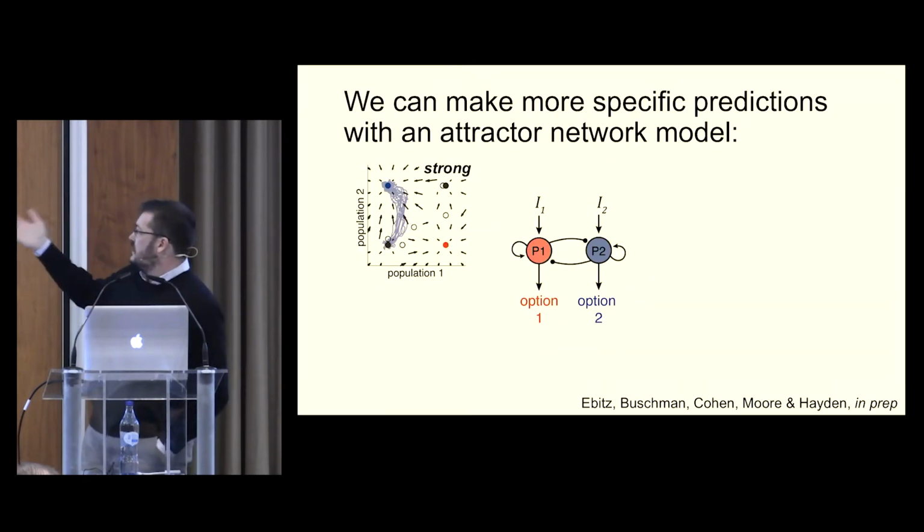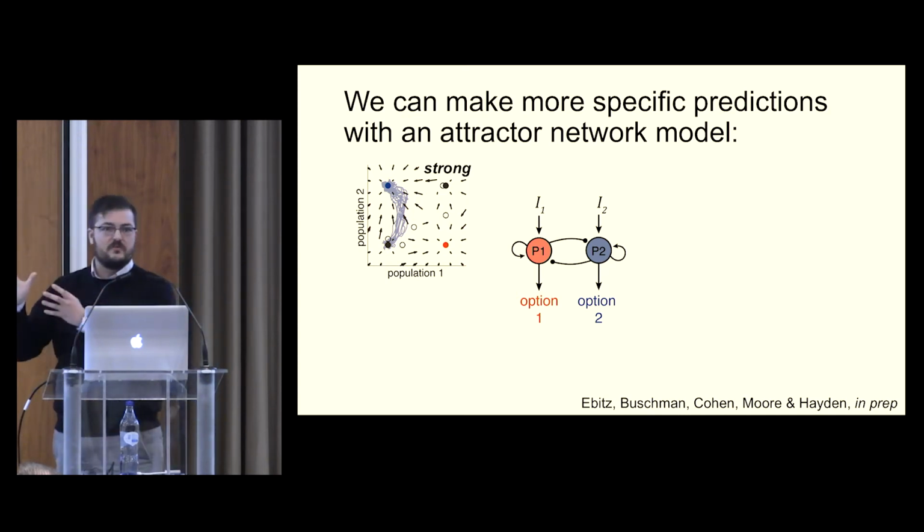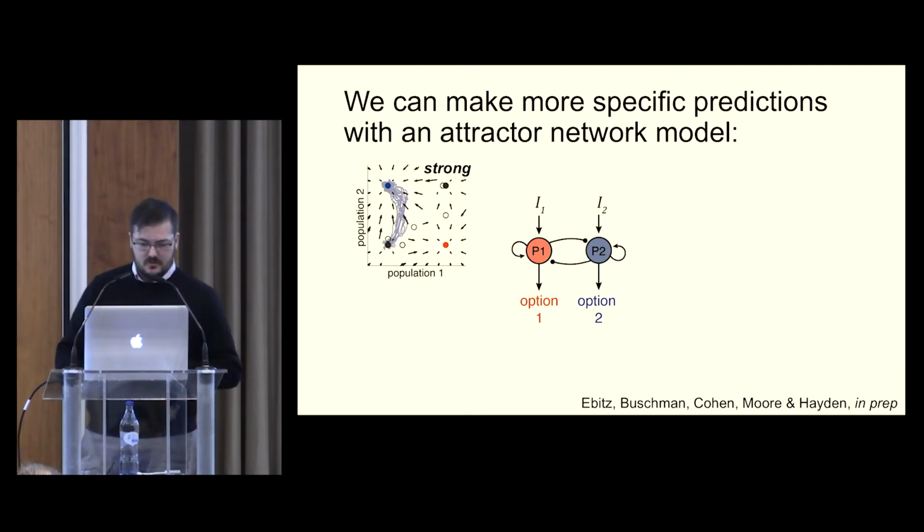We can use a model here, a two-pool competing accumulator attractor network model. We can set it up to always choose target 2 here, so we put strong forces into the network to push the traces to choose target 2 all the time.